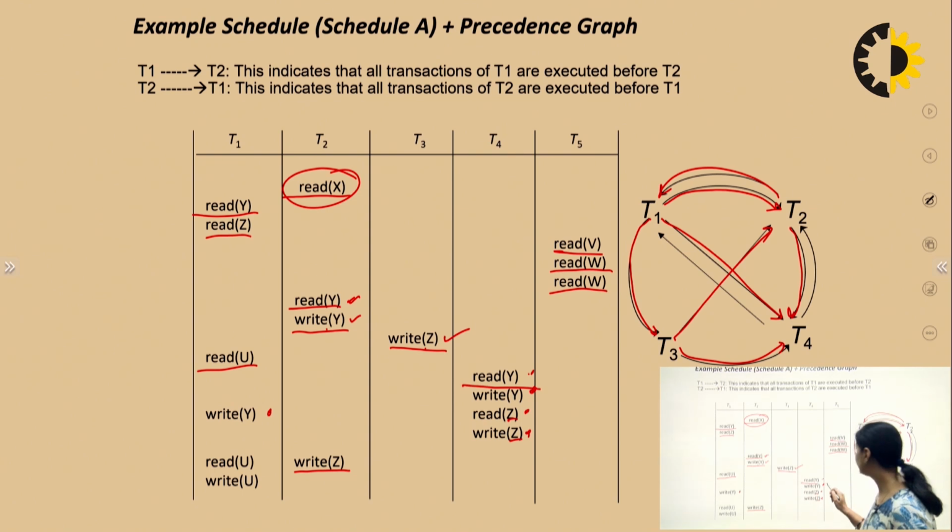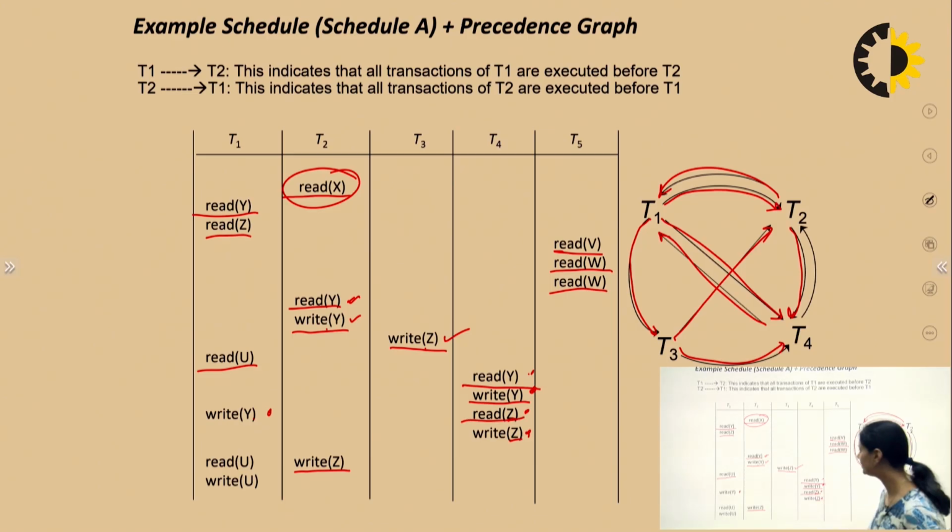Next, we'll check with read Y. Read Y will conflict with write Y. So there is an edge moving from T4 to T1. No conflict in T2, T3 and T5. Checking with write Y, again a conflict occurs from T4 to T1. We already have an edge. No conflict over here, no over here, no over here.